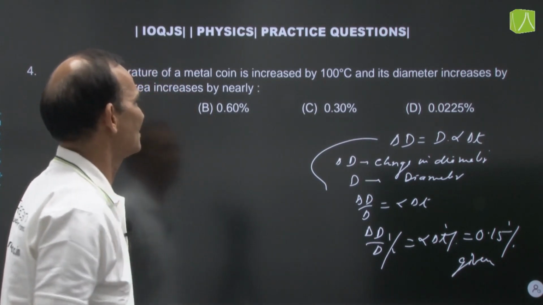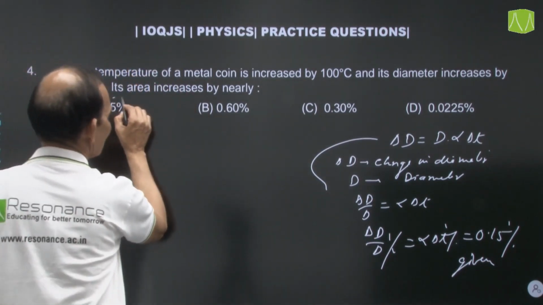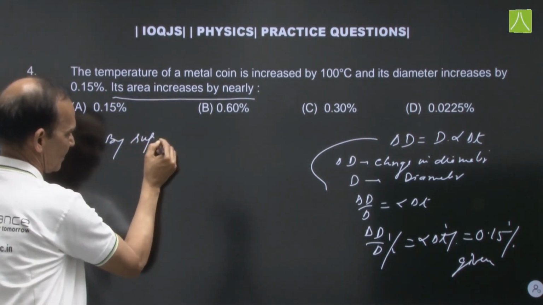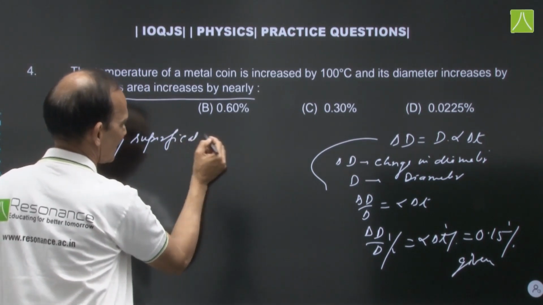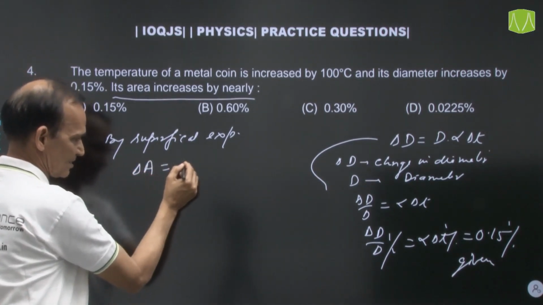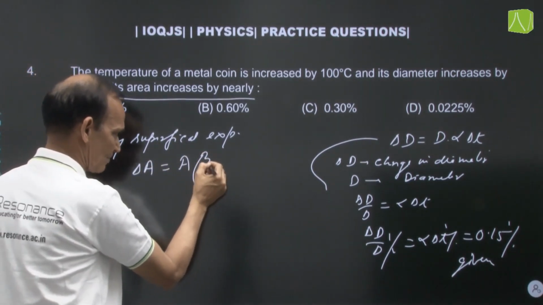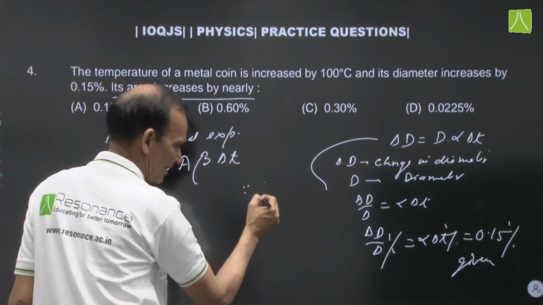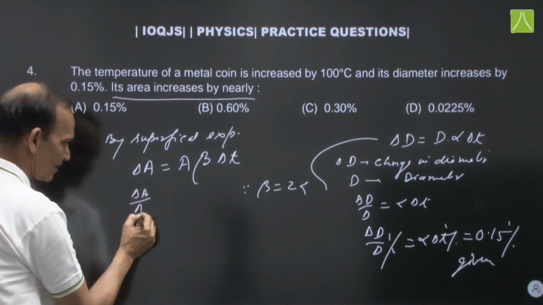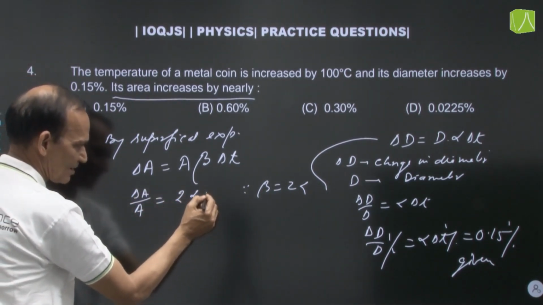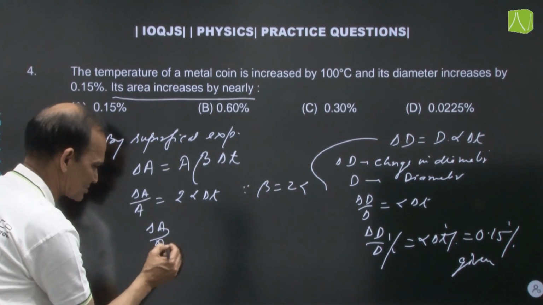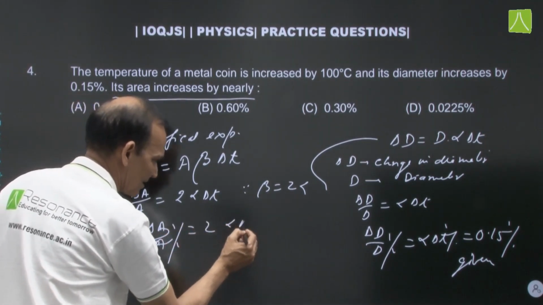What we have to find is the area increased nearly, by superficial expansion. Delta A, the change in area, is equal to A initial into beta delta T. We know very well beta is 2 times alpha, so delta A upon A equals beta delta T, which means 2 alpha delta T. We have to find the percent change.